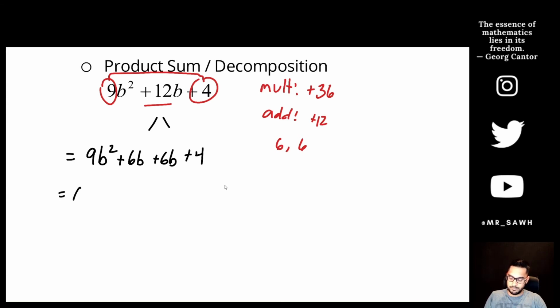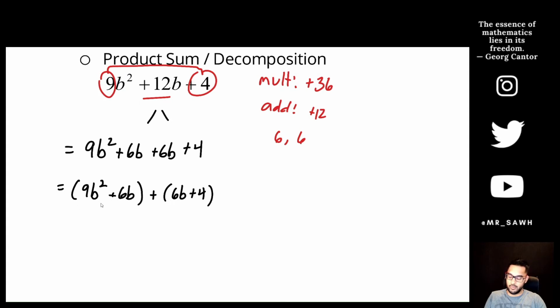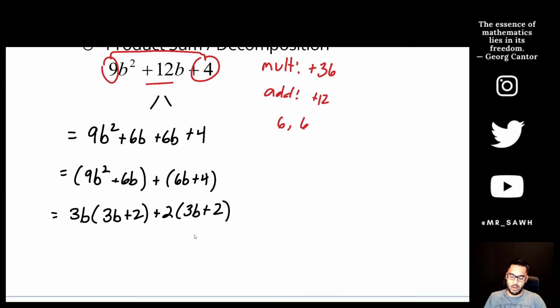Once we did that, we could group things together, right? So the first two terms go together, the last two terms also go together, and then in each of those groups of two, you can see what they have in common. So the first one will have a 3b in common to leave us with a 3b plus 2, and the second one has a 2 in common, again, to leave you with a 3b plus 2, and the goal here is to make those brackets the same, right? If they're different at this step, something went wrong.